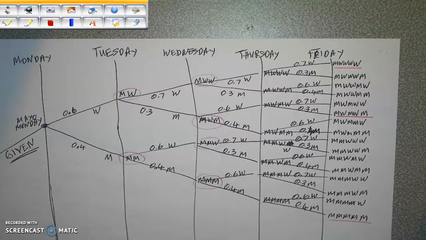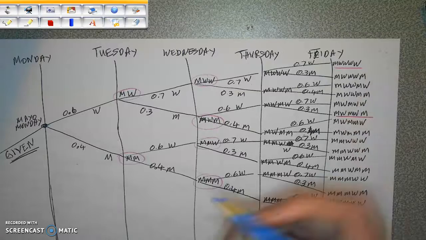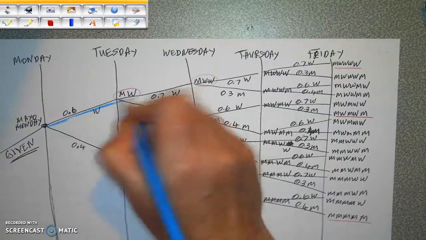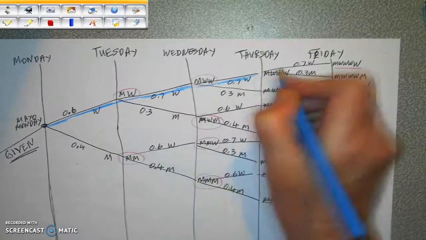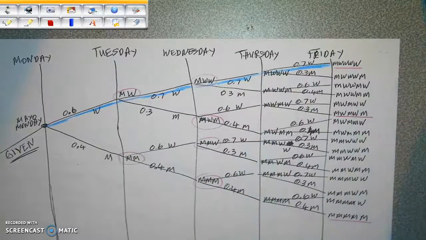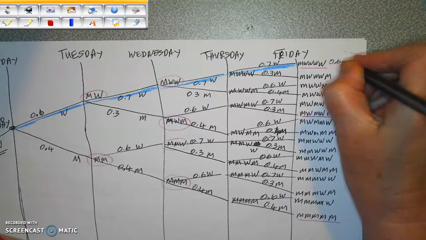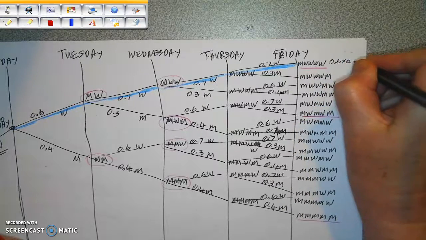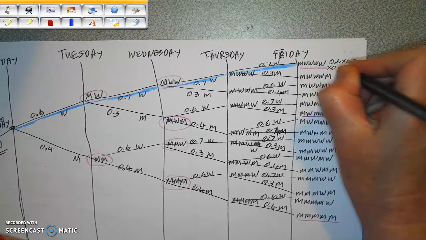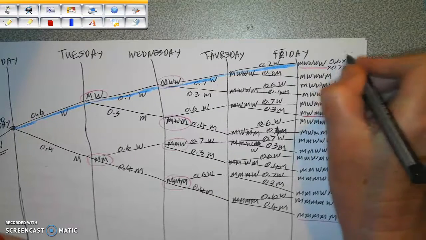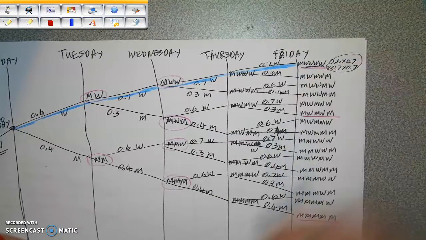The way you work out the probabilities of each of these is by multiplying the numbers down the line to that particular one. So if you're working out this top one, I'm just going to draw the line to trace it. So that top one there is going to be 0.6 times 0.7 times 0.7 times 0.7. That's the probability for that one just by itself.